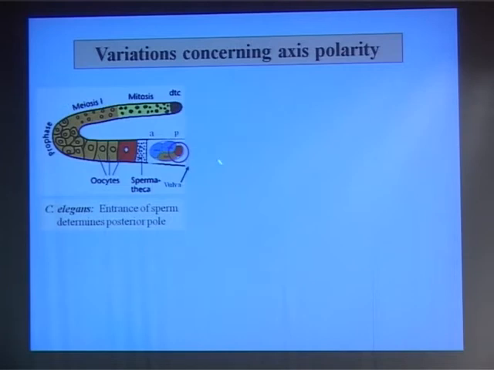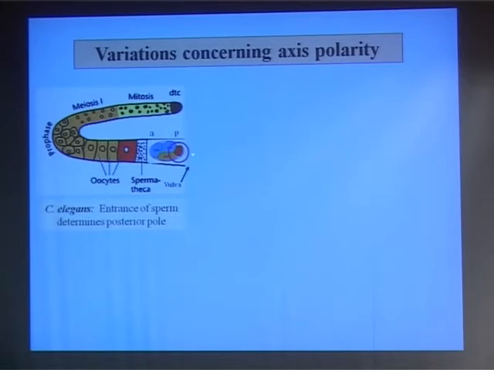This is a gonadal tube here. There are immature germ cells there. They first go through mitosis, then they enter meiosis. And finally here, there are the most mature oocytes. There is a region of the gonad which is called the spermatheca, where tiny sperm are just waiting for the eggs to come. And then the sperm enters this oocyte, and where it enters, this will become the later posterior pole. Then this is the uterus here, and the eggs start to cleave and develop, and the posterior pole, that is where the sperm had entered, points towards the vulva, through which eventually this egg will be laid.